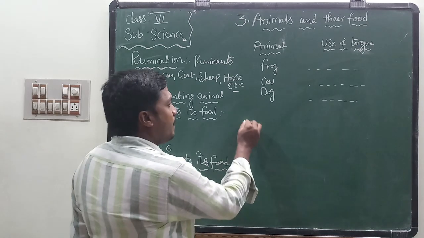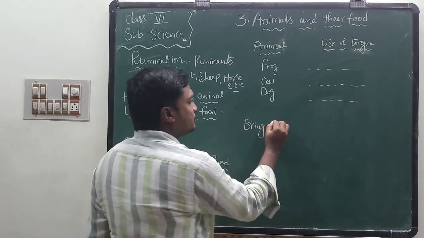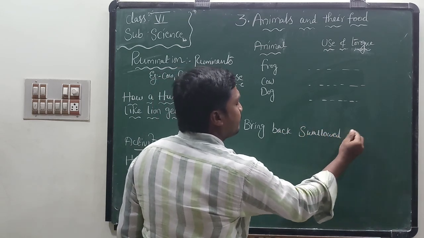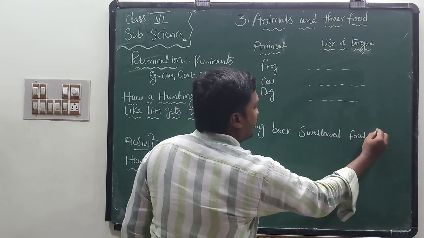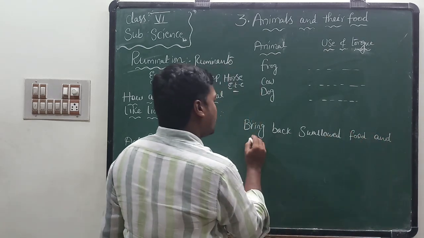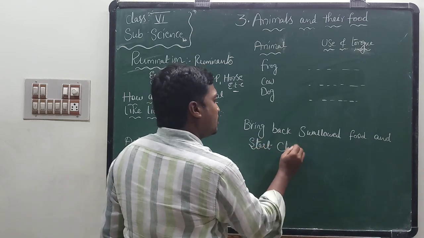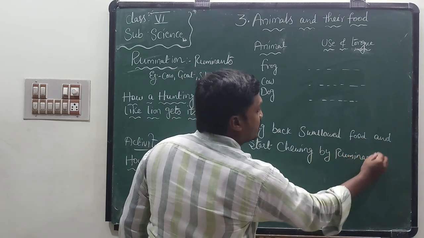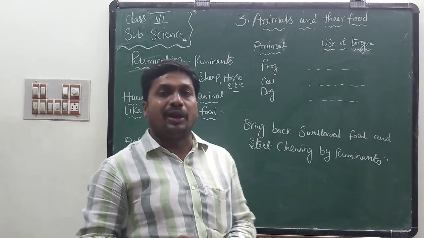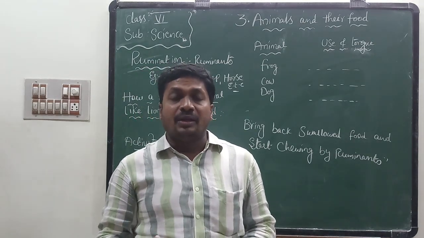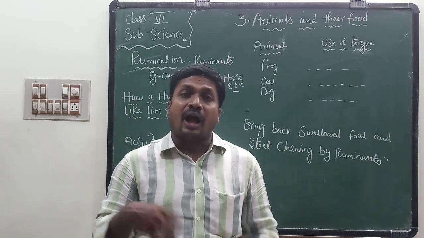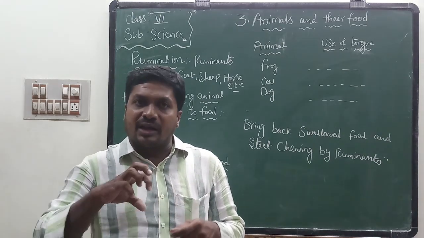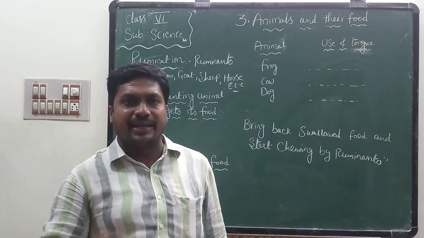What is meant by rumination? Bringing back swallowed food and starting chewing by ruminants is called rumination. If you observe cow, buffalo, sheep, goat, horse, camel, they swallow the food material when food is available. After some time, they sit leisurely and bring the swallowed food back once again to their buccal cavity and start chewing with the help of teeth, which is known as rumination.